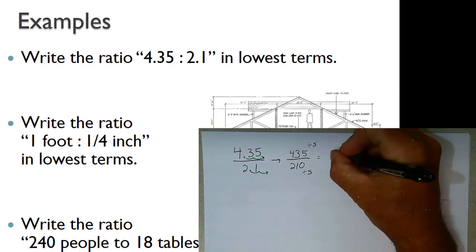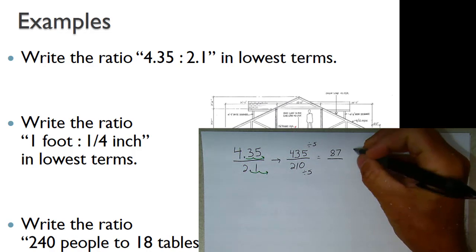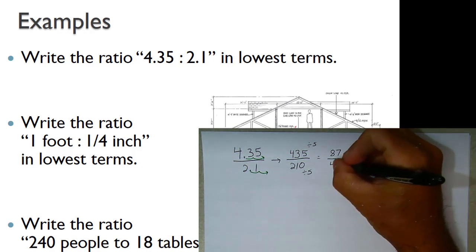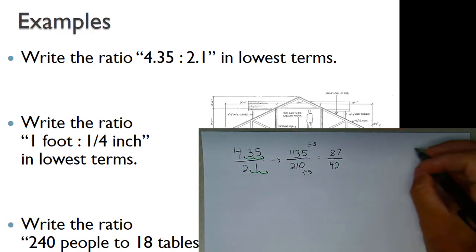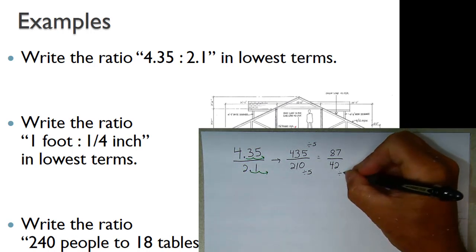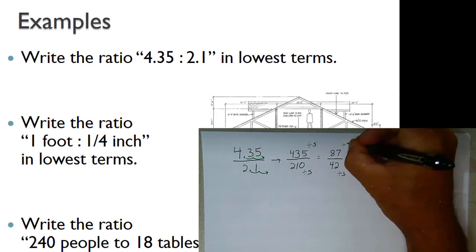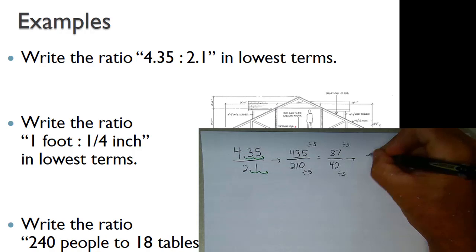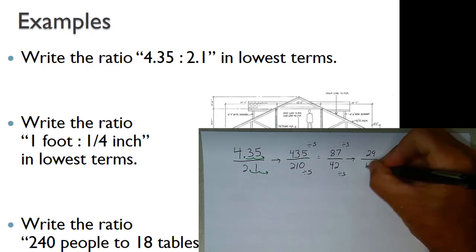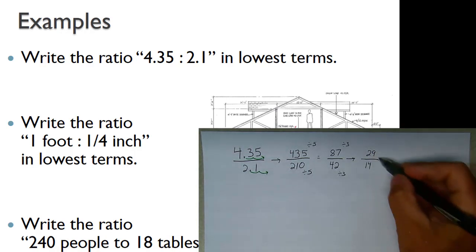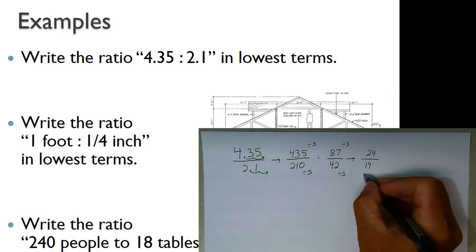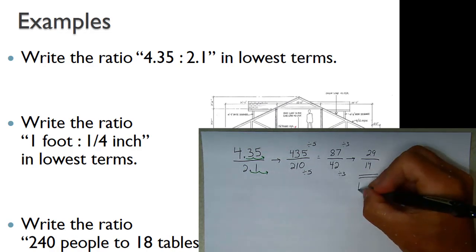And if you do that, you end up with 87 over 42. But that's not lowest terms either, because those both divide by 3. And when you do that, you end up with 29 over 14. Those don't reduce anymore, and so that is lowest terms.